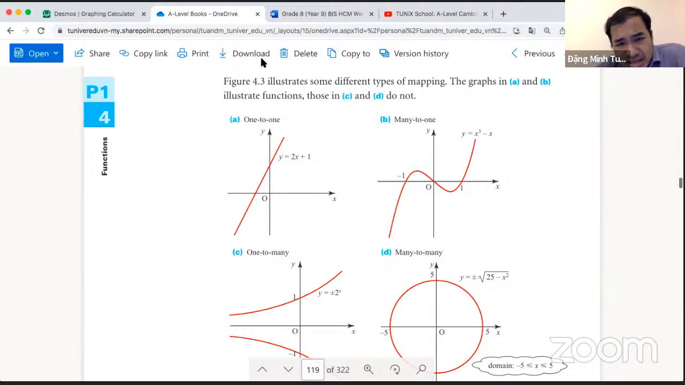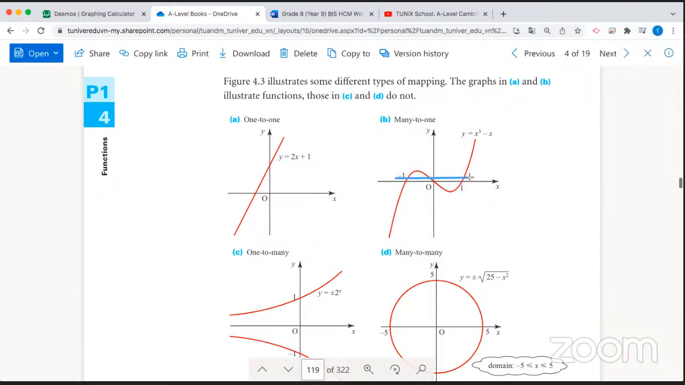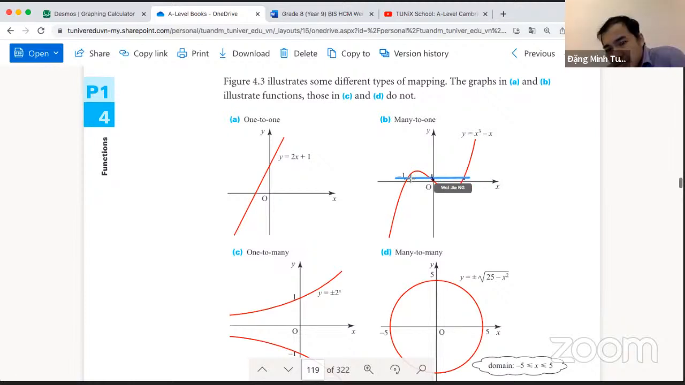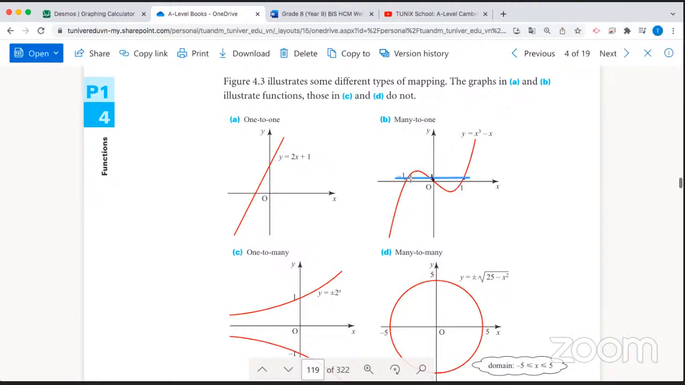If you take one value of y, for example one value of y here, and they cut the graph at many points, that means many values of x correspond to one value of y. Oh, so like three values of x corresponding to just one value. Yeah. Oh, okay.